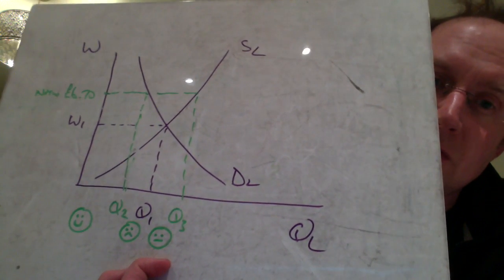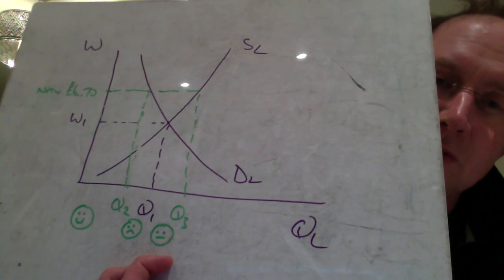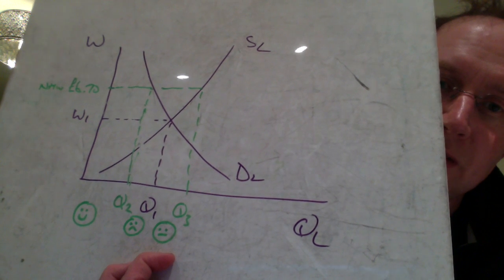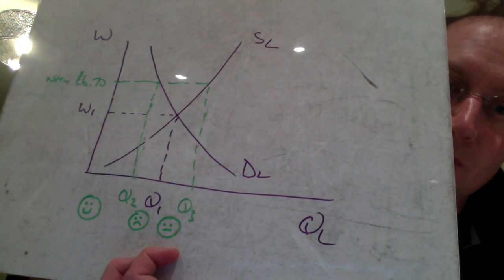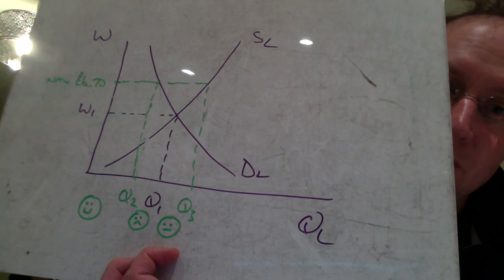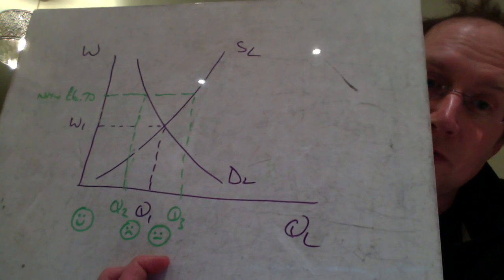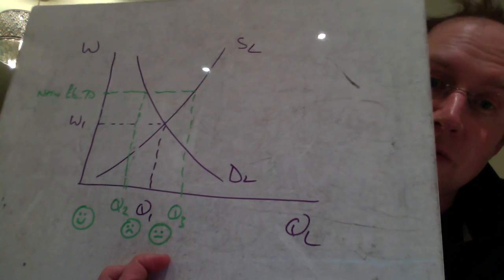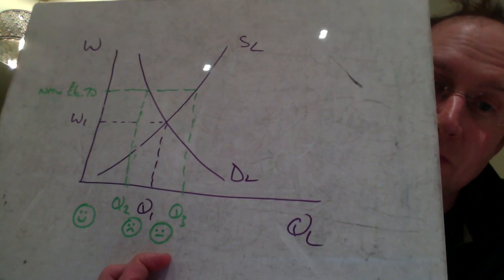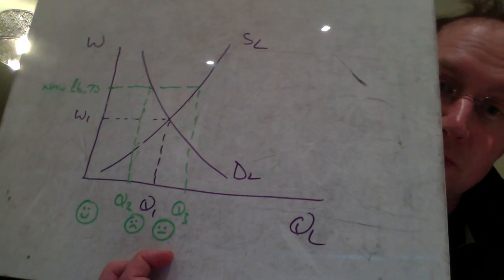So in diagrammatic terms, it's pretty simple. It's very much like the guaranteed minimum price diagram, except that obviously there's no guarantee of employment, which is why there are some unhappy bods here. Some workers are happy, because they've still got their jobs at a higher wage. Some people have lost their jobs, so they're pretty unhappy.